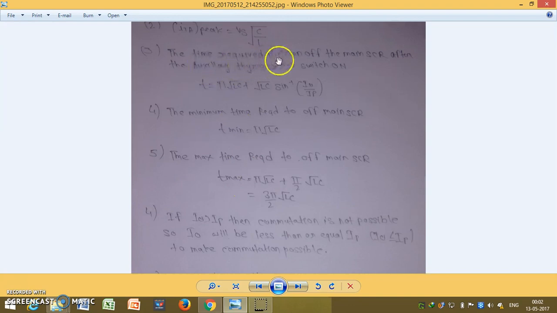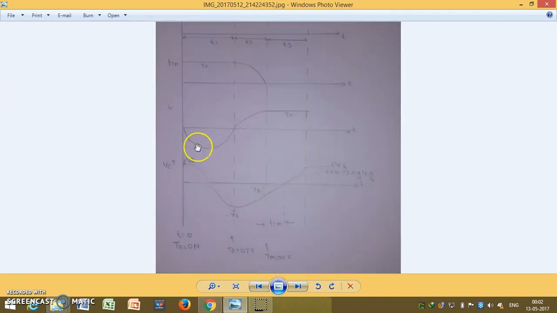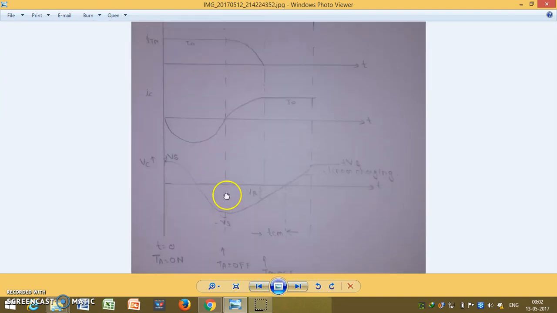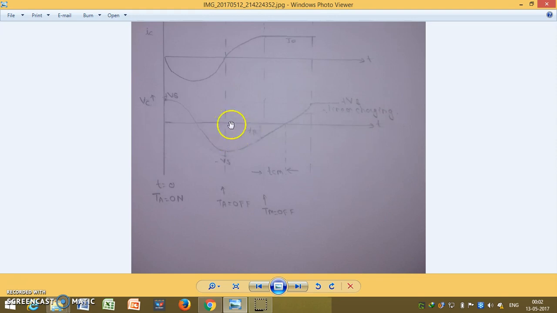Now, the time required to turn off the main SCR after the auxiliary thyristor is switched on. So the time required will be pi under root LC, plus the T2, which we have found out by this formula: under root LC sin inverse of I0 by IP. Same, pi under root LC plus under root LC sin inverse of I0 by IP. This is the time required to turn off the main thyristor after the auxiliary thyristor is switched on.